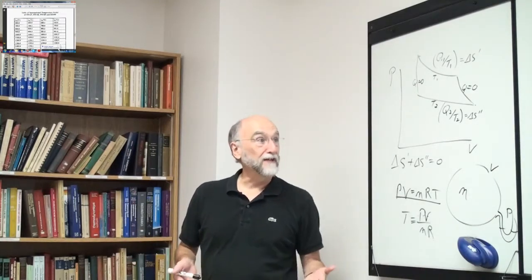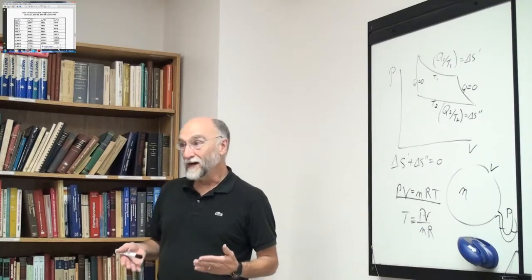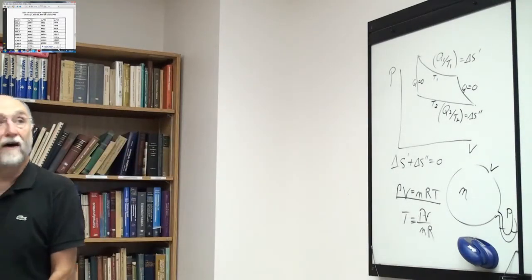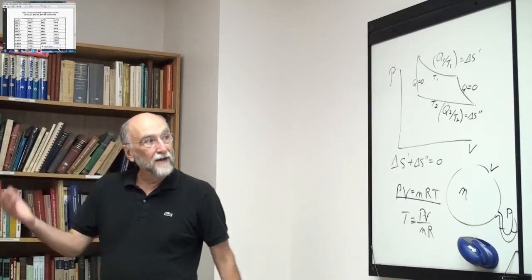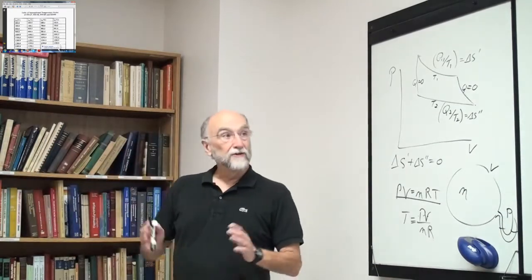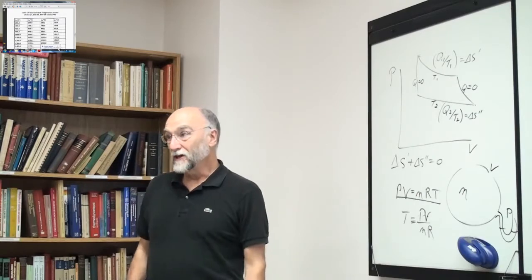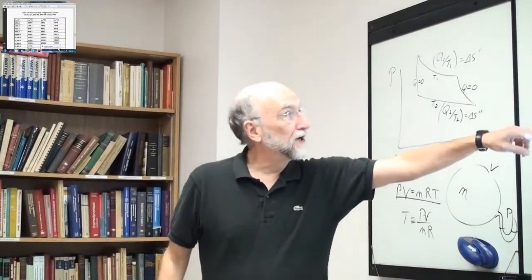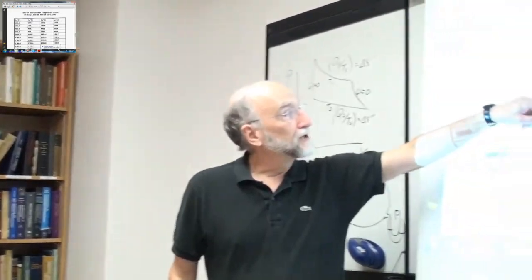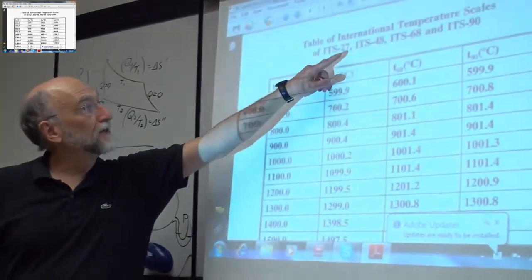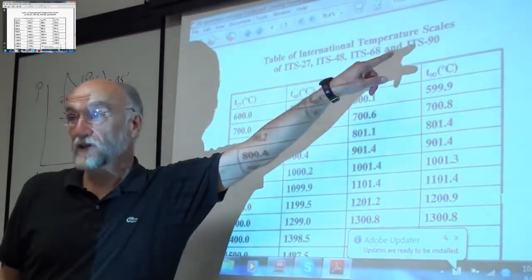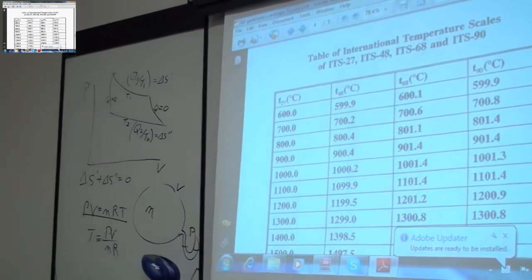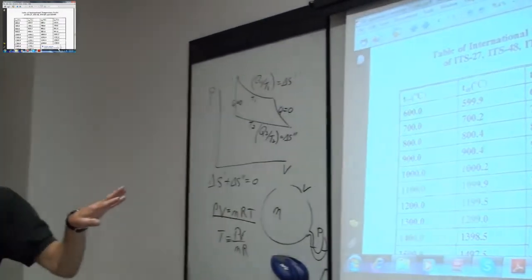The differences are very slight, so it really doesn't make an awful lot of difference practically. But every 20, 30 years or whatever, when enough errors pile up, the International Committee gets together and says, okay, we're going to come up with a new temperature scale. So this was the International Temperature Scale of 1927, then the International Temperature Scale of 48, 68, and 90. And I think there's been one recently. I haven't got it on this table, but now the changes are very, very small.